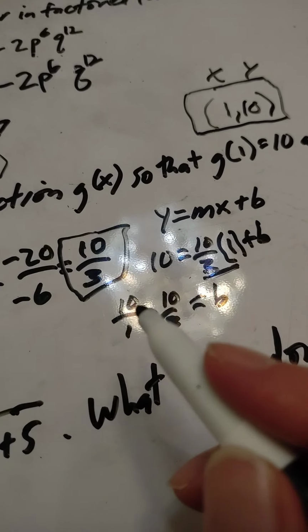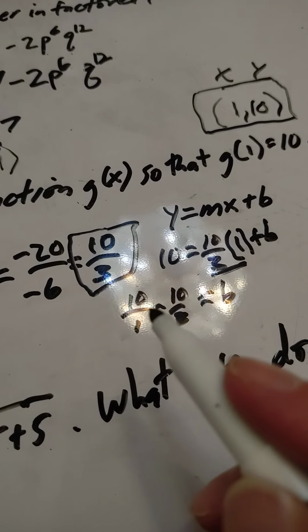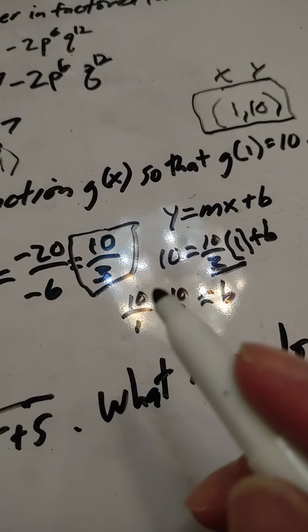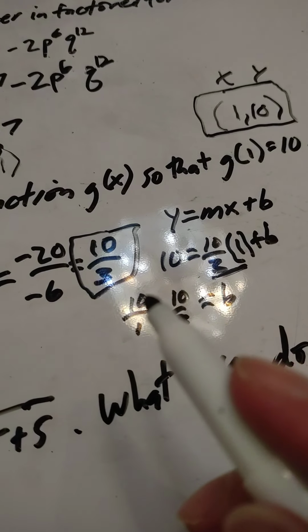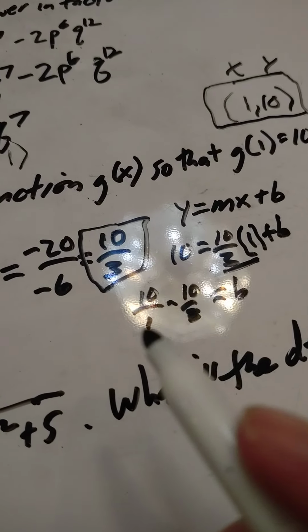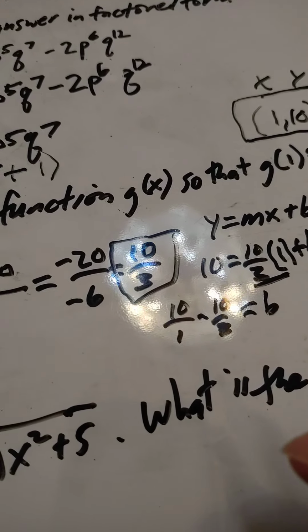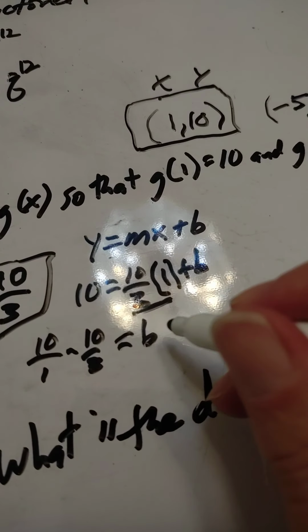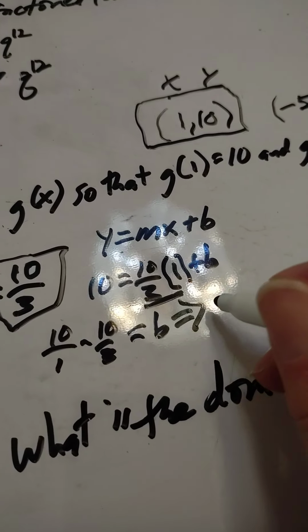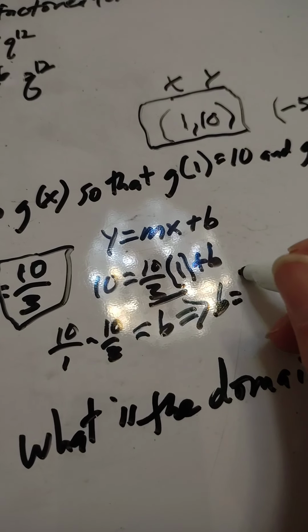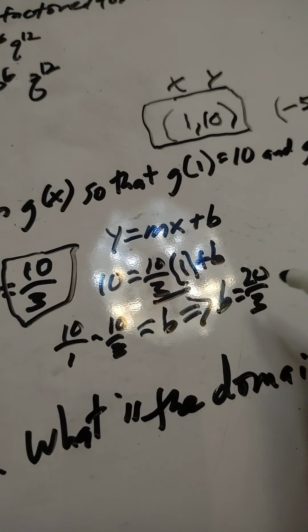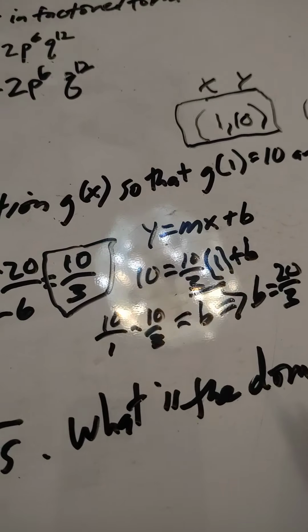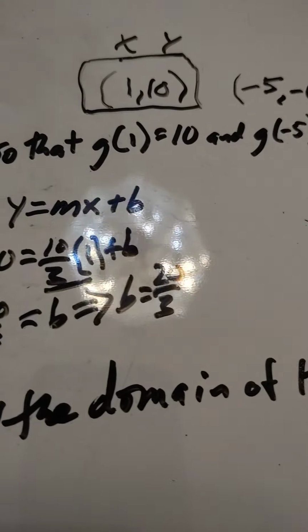So multiply 10 over 1 by 3 over 3. Another name for 10 over 1, by multiplying by 3 over 3, is 30 thirds. So what's 30 over 3 minus 10 over 3? 20 over 3. So this implies b is 20 thirds. So I've got my b. Now we're 95% done.